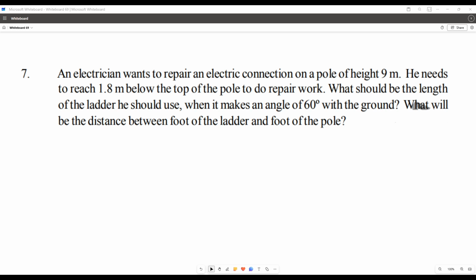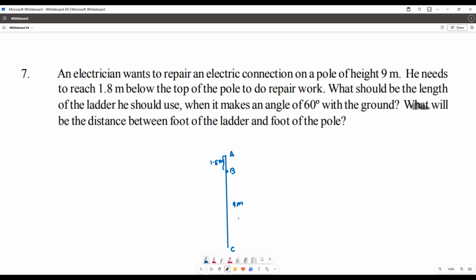So let's draw the diagram. Let's understand it line by line. Let this be the pole of 9 meters, and he's telling us he needs to reach 1.8 meters below the top of the pole to do the repair work. So let this be 1.8 meters, and this point he should reach. Let this be A, this be B, and this be C. So he should reach the point B to do the repair work on the electric pole.